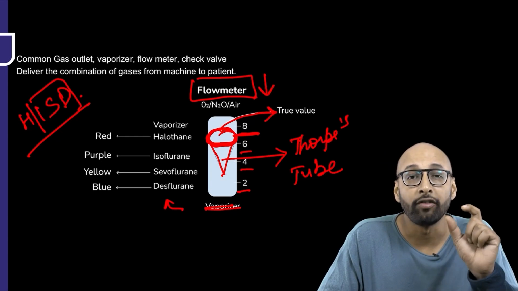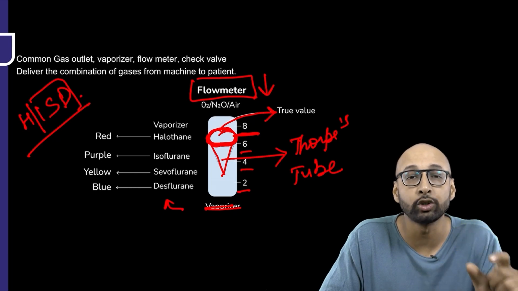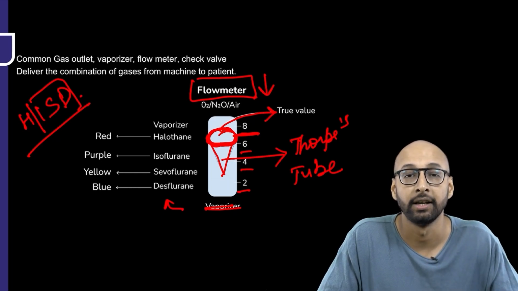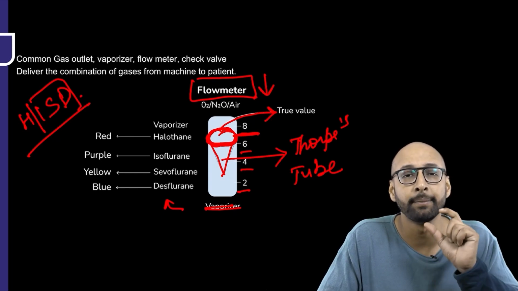The vaporizer of halothane is red in color. The vaporizer of isoflurane is purple in color. The vaporizer of sevoflurane is yellow in color, and that of desflurane is blue in color.